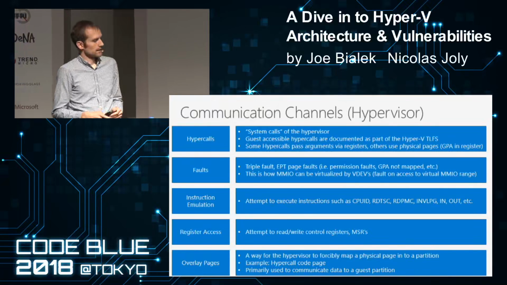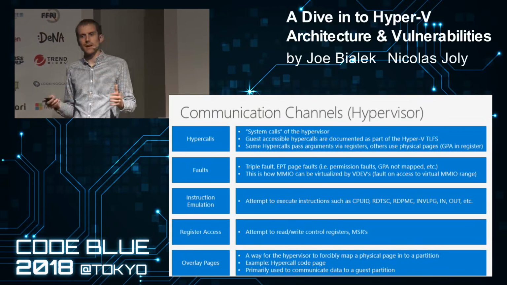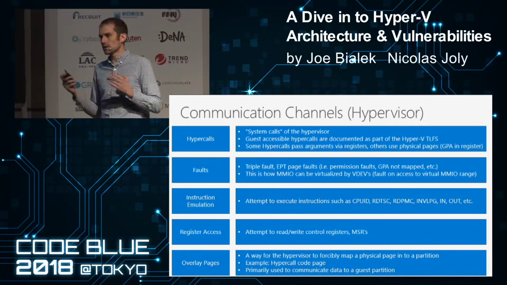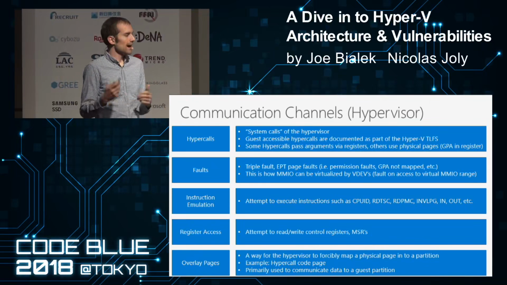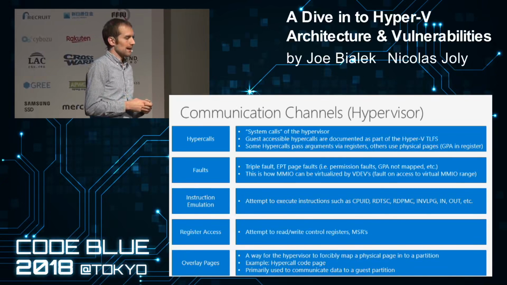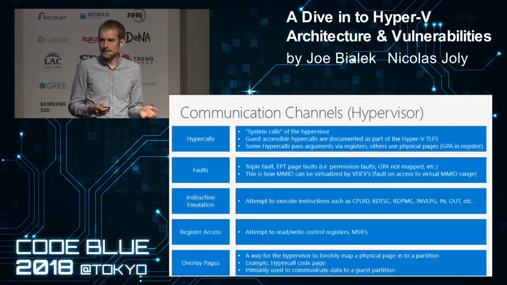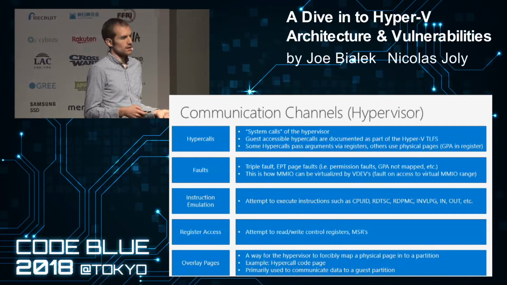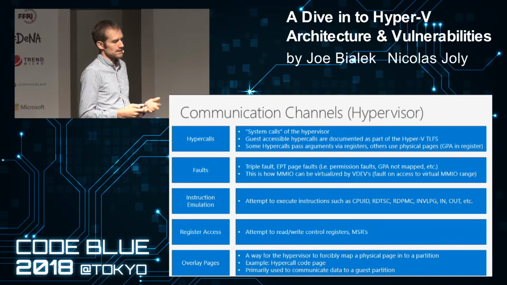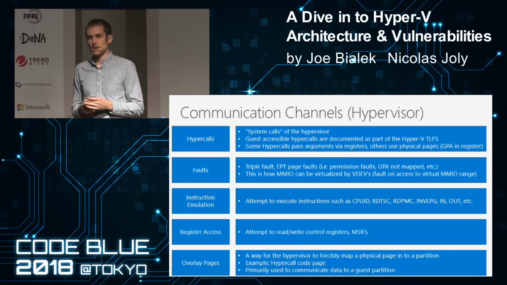So the next thing that I think is really interesting to look at are the different communication channels that Hyper-V has, because ultimately you want to be able to talk to these components, right? So how do you talk to the hypervisor? The main way that a guest can talk to the hypervisor is by making hypercalls, which are really just like system calls. They have a well-defined interface, and we actually document all of the hypercalls that a guest can make as part of the Hyper-V TLFS, which is available online. And we have a link to that at the end of this presentation in the appendix.